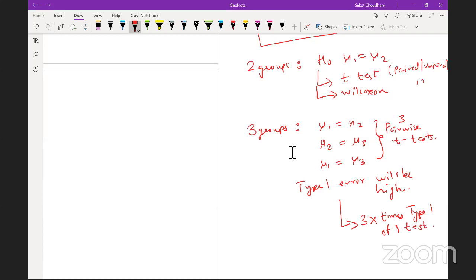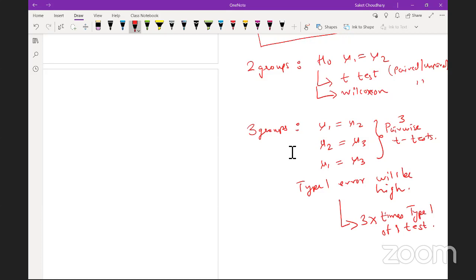Okay, and the other reason is the variation that you will have in each of these groups is going to be different, and the pairwise t-test does not really take that into account in a global way, and we'll see how we fix that problem. Okay, is the motivation of doing ANOVA clear?